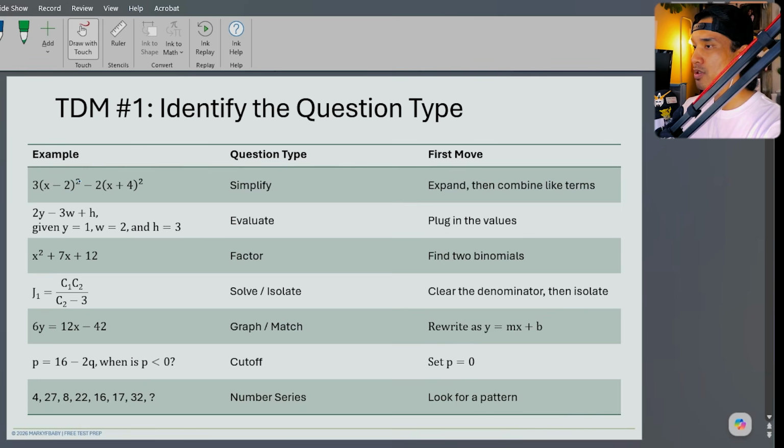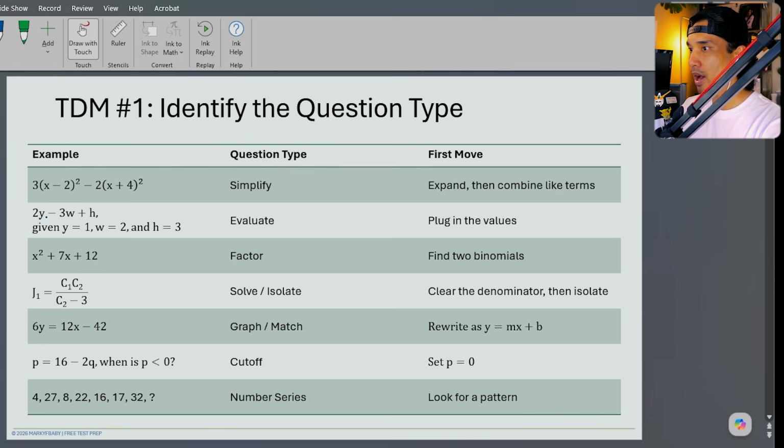3x minus 2 squared minus 2x plus 4 squared. The question type here is to simplify. Expand, right? We would expand x minus 2 to x minus 2 times x minus 2, as well as this over here, x plus 4 in parentheses times x plus 4, or both of those in parentheses. After expanding, we would combine like terms.